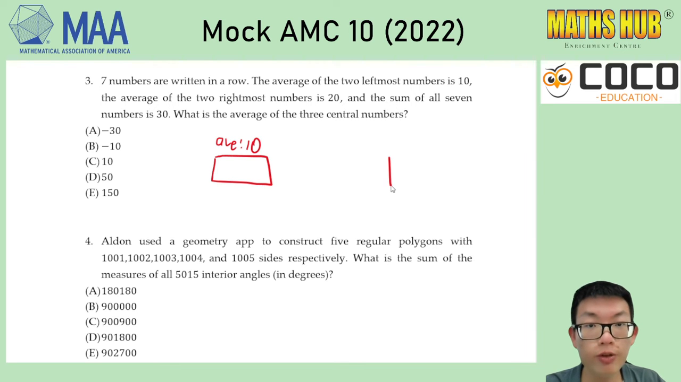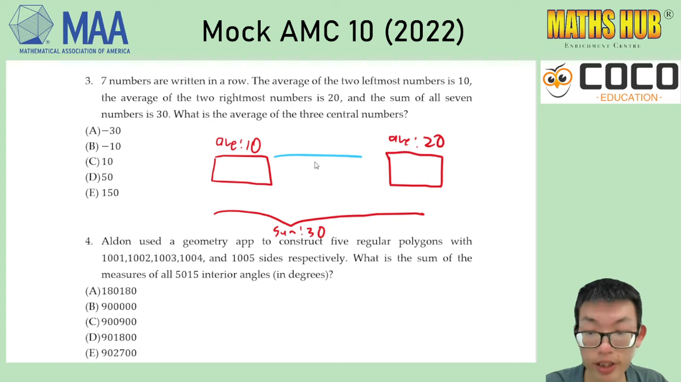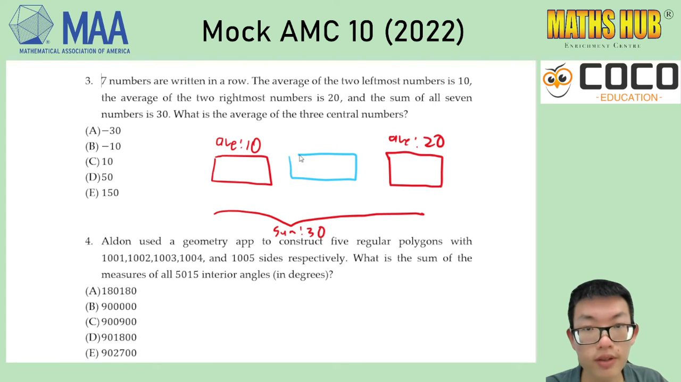The average of the two rightmost numbers is 20. And the sum of all 7 numbers is 30. So there are 3 more numbers in the middle and we are asked to find the average. Right, so there are 2 numbers here, 3 numbers here, and 2 numbers here.